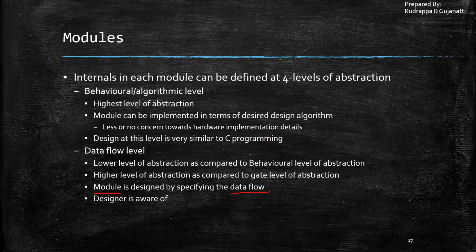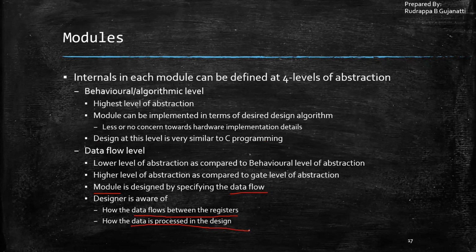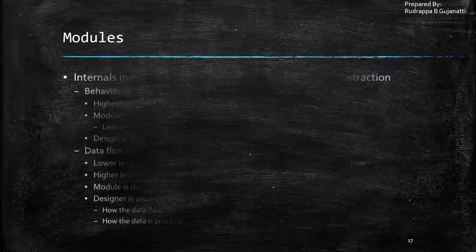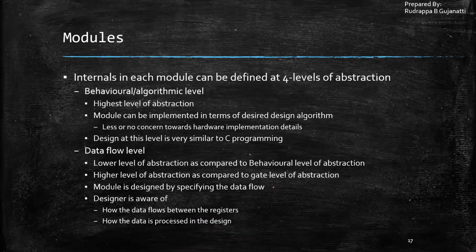In this case, the designer has to be aware of how the data transfer actually happens between the registers, and how the data is processed in the design. These are the two things the designer has to keep in mind. So these are the two levels of abstraction.